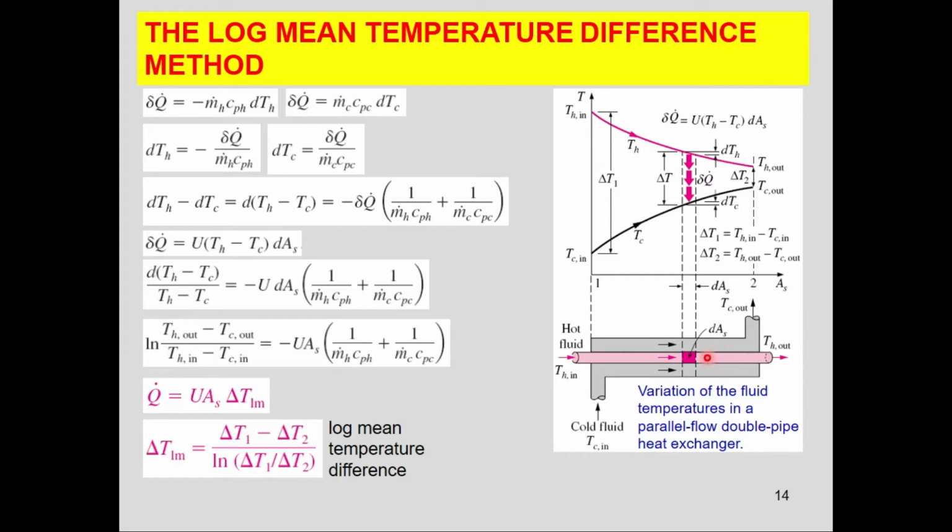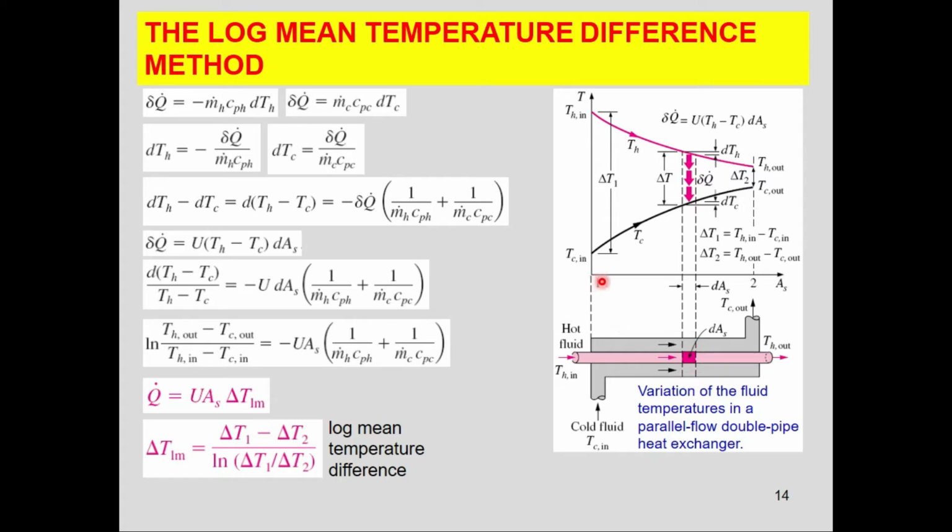So we will consider this control volume over here, right? We will perform the energy balance on this control element, and then we will develop this expression. So let's have a look at the temperature profile for the parallel flow double pipe heat exchanger.